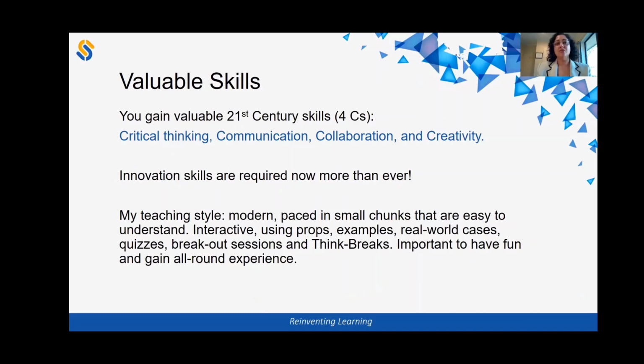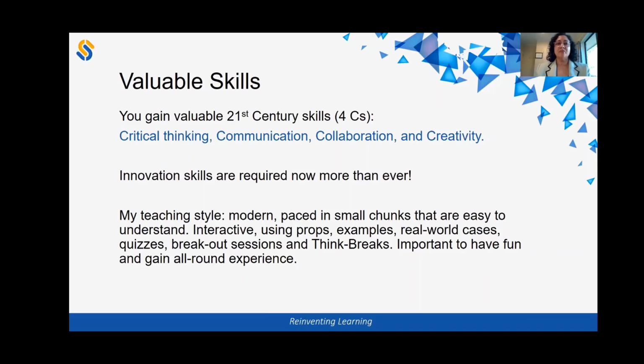So I'm one who likes to cover both theory as well as the practical application. Innovation skills are required now much more than ever before, because there's so much rapid change around in the world. My teaching style is definitely very modern, based into small chunks, micro-learning that's easy to understand and grasp, and it's interactive. So I do like to have some props. I show some products when I'm talking about some examples. I cover real-world industry cases. I can have quizzes. I do have breakout sessions and think breaks.